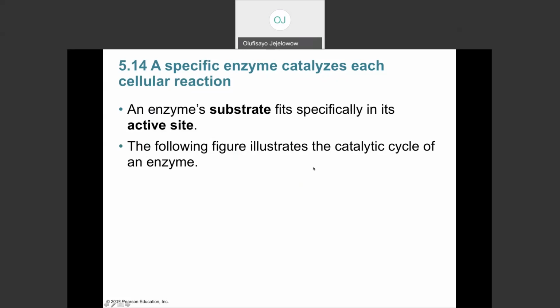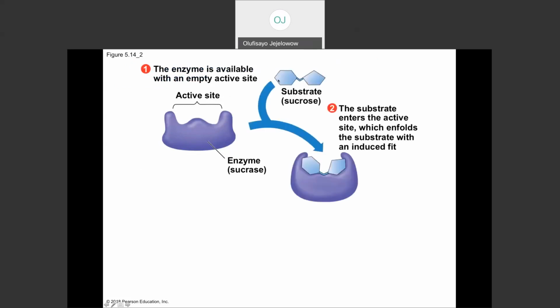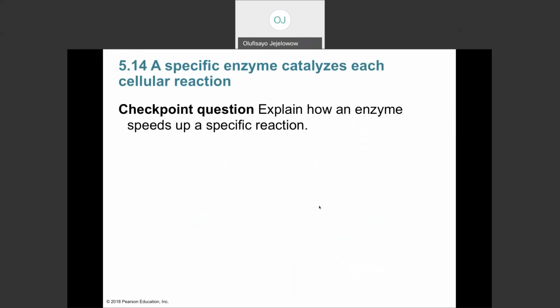The following figure illustrates the catalytic cycle of an enzyme. So the enzyme is available with an empty active site. This is sucrase in this instance. Substrate sucrose comes in, it fits snugly into the active site. If lactose comes in, it will not complete the reaction. Then there's hydrolysis, and the products fructose and glucose are released. The enzyme remains unchanged at the end of the reaction and is ready to pick up another sucrose and continue very, very rapidly, speeding up the rate of reaction.